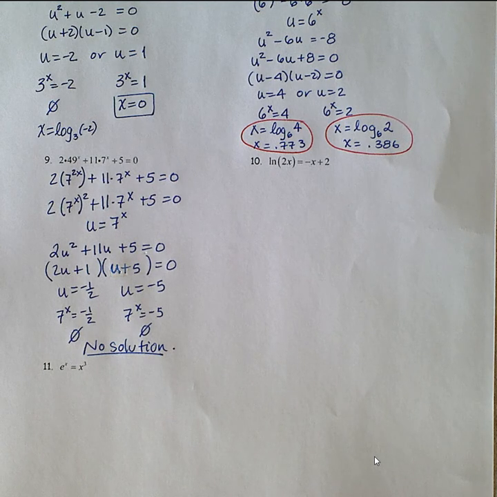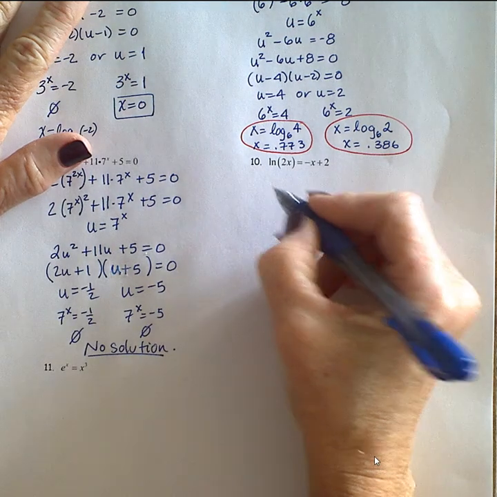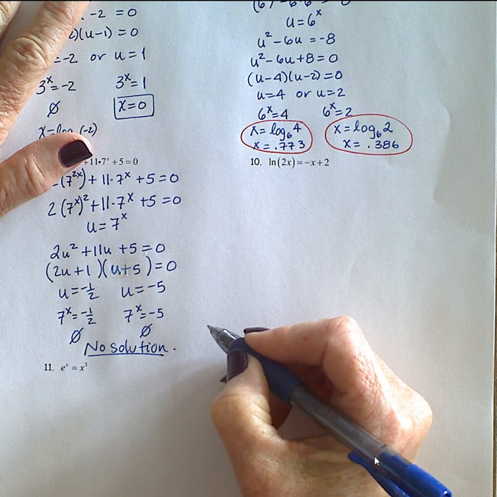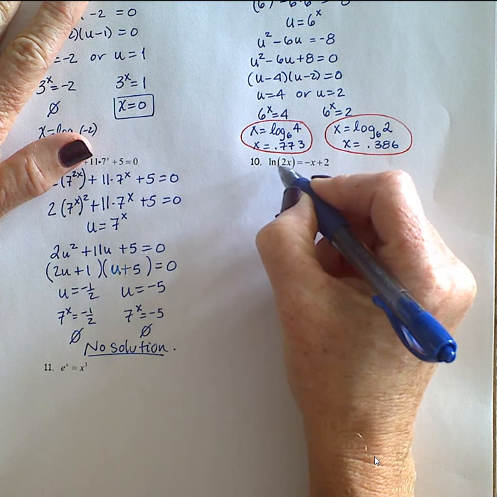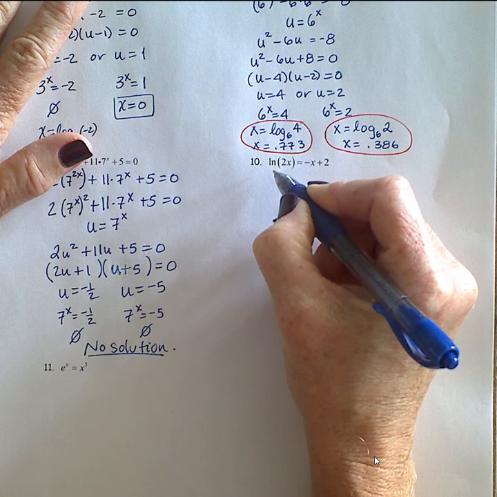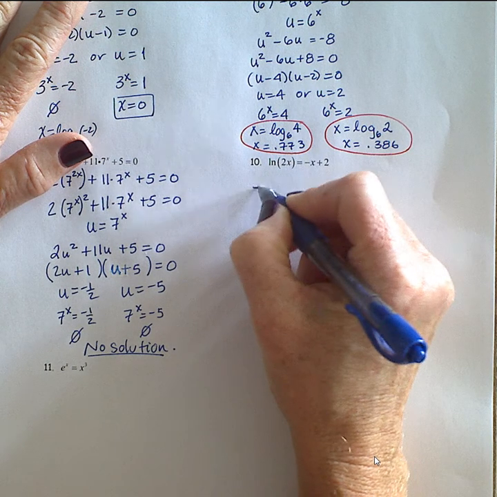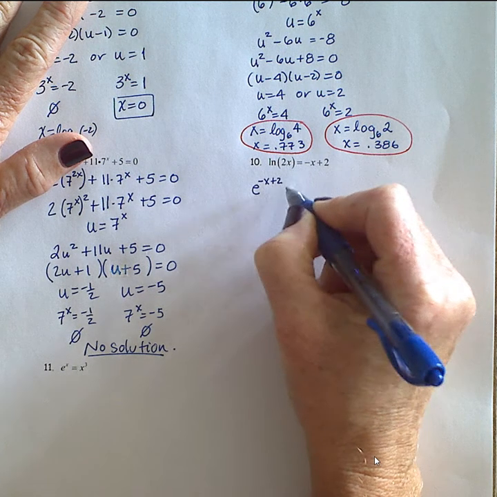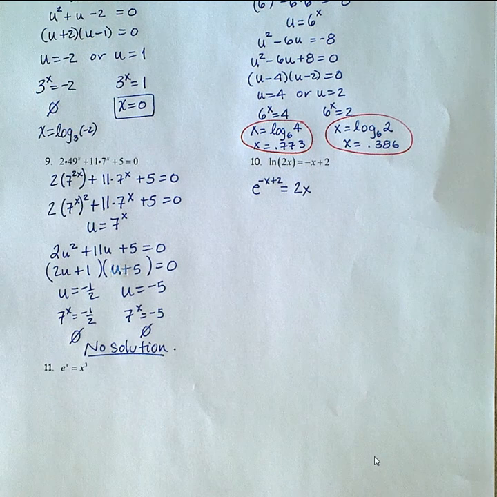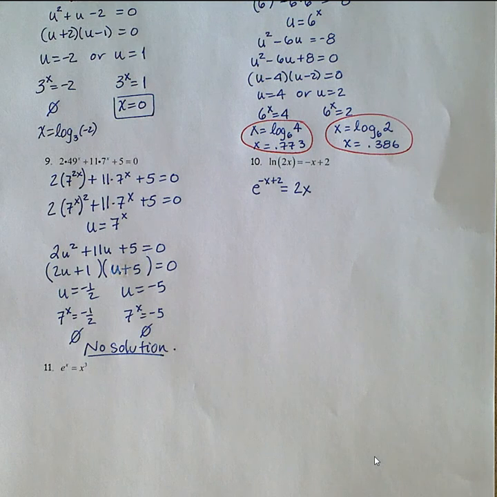Bella, got an idea? Can you possibly go to the e, or something like that, so that you could even out the ln? Well, what if we think about this as log base e? Would that work? Is that what you're saying? Kind of get rid of the logs, rewrite it in exponential form? Yeah. So, okay, this would be e to the negative x plus 2 equals 2x. Okay. Now what?